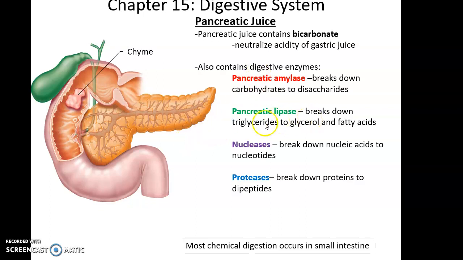It also contains a collection of enzymes that are going to break down various nutrients. So we have pancreatic amylase that breaks down carbohydrates. We have pancreatic lipase that breaks down triglycerides, nucleases for breaking down DNA and RNA, and proteases for breaking down proteins. So it turns out almost all chemical digestion occurs in the small intestine because of these and other enzymes.